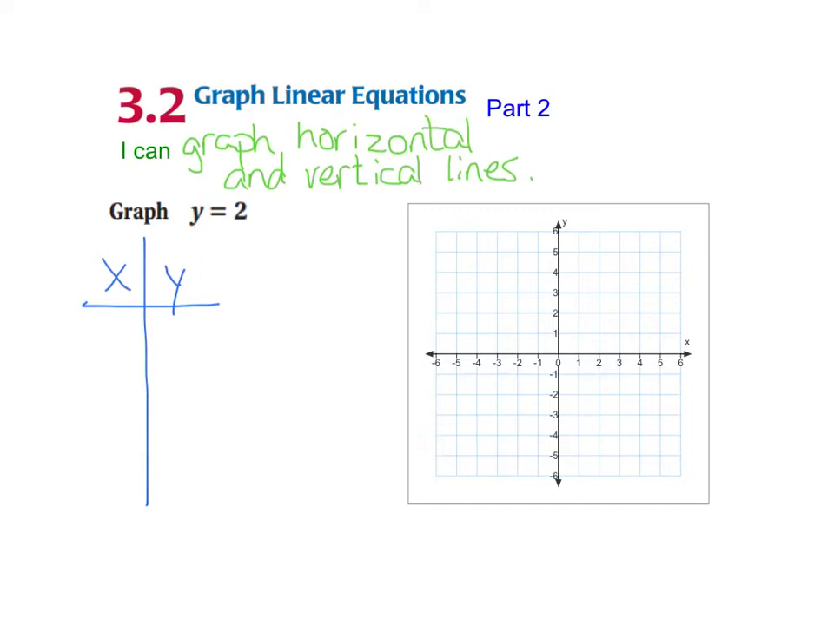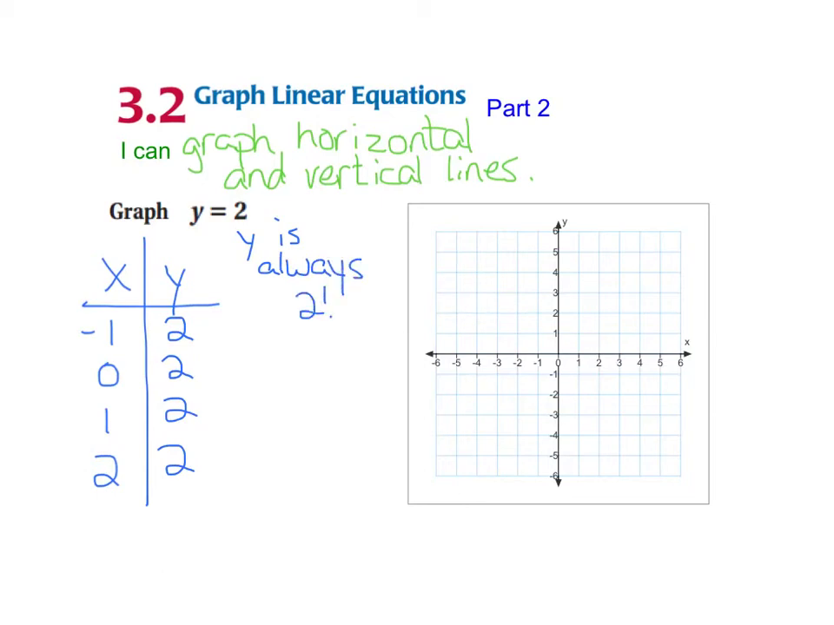So, we can choose our 4 points, just like we did yesterday. We can choose -1, 0, 1, 2. Okay? But what does this equation tell us? This equation tells us that y is always 2. When x is -1, y is 2. When x is 0, y is 2. When x is 1, y is 2. When x is 2, y is 2. They have told me in this equation that y is always 2.